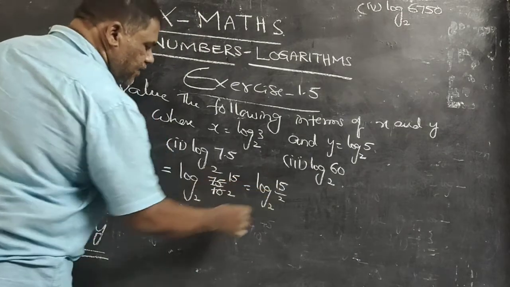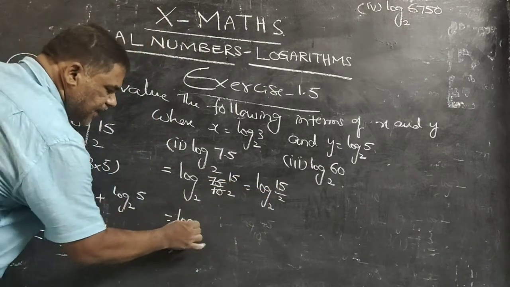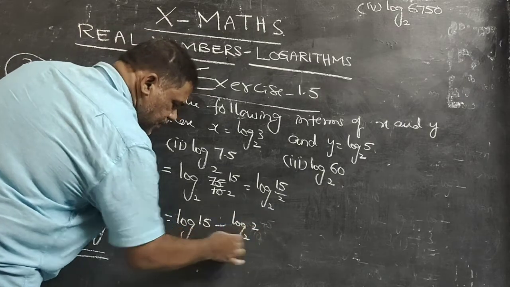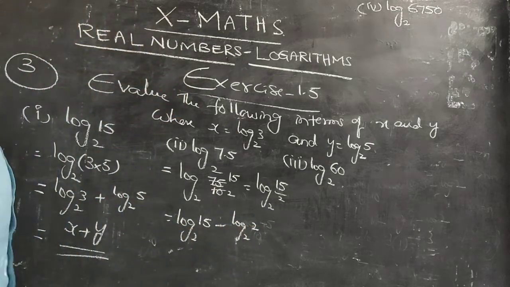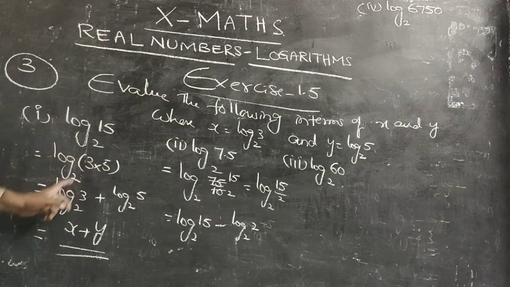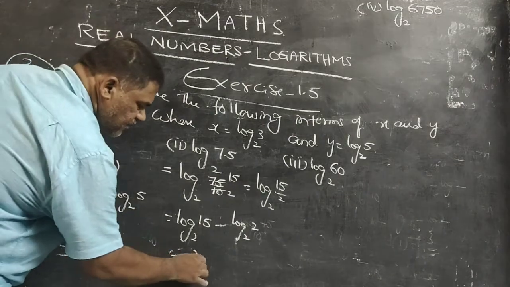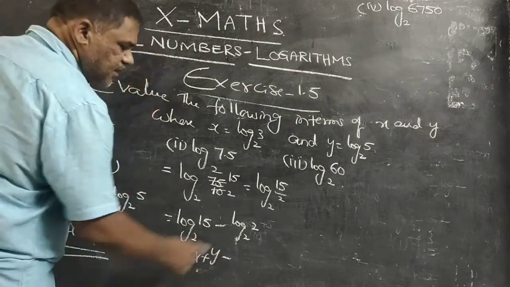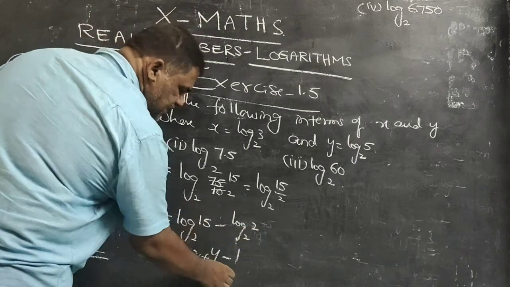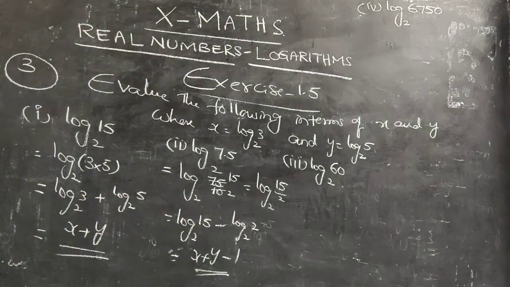Now log a by b can be written as log a minus log b. Just now we got log 15 base 2, we found it is x plus y. So here use that, x plus y minus log 2 base 2. The logarithm of a number itself as the base is 1. So the answer is x plus y minus 1.